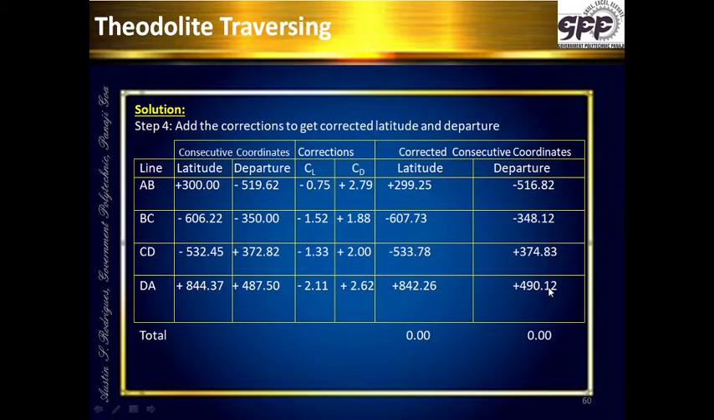Let's move further. Having got this, the next step is to add the corrections to get the corrected latitude and departure. The procedure is very simple. The latitude plus correction. So for the line AB, plus 300.00 minus 0.75 gives me the correct latitude plus 299.25.